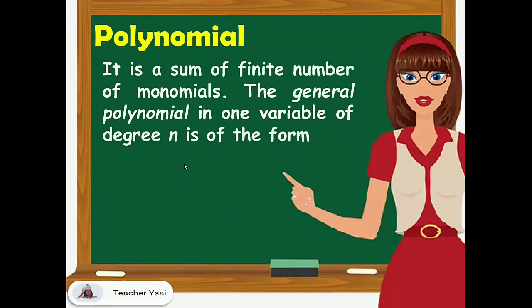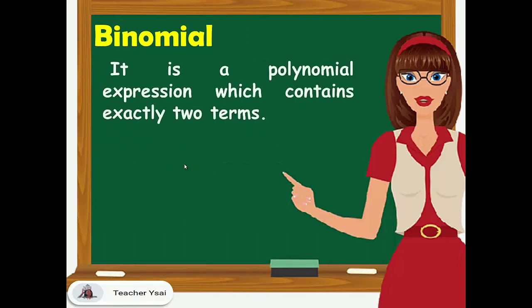Polynomial. It is a sum of finite number of monomials. The general polynomial in one variable of degree n is of the form a sub n times x to the power of n plus a sub 1 times x plus a sub 0, where a sub n should not be equal to 0. Binomial. It is a polynomial expression which contains exactly two terms.